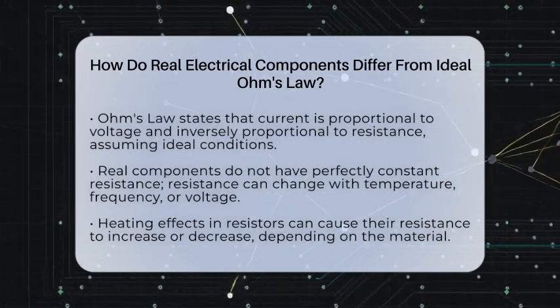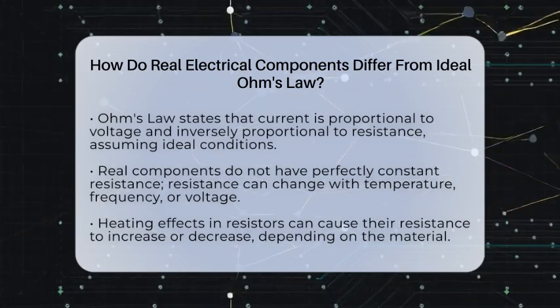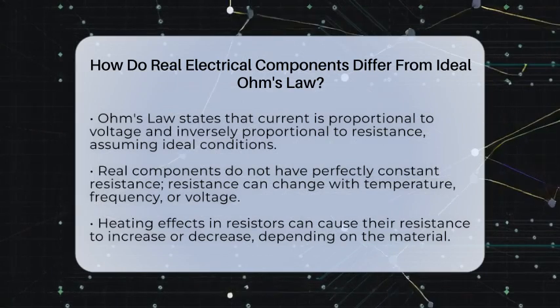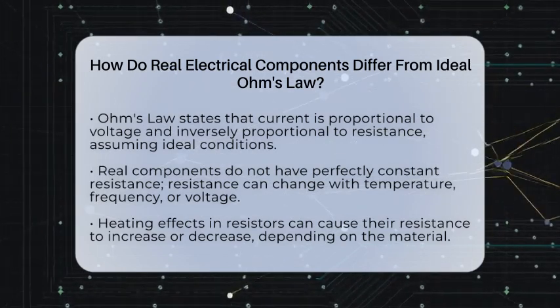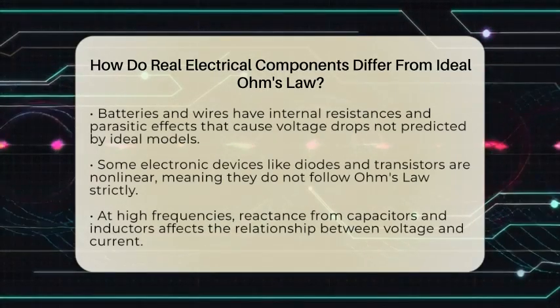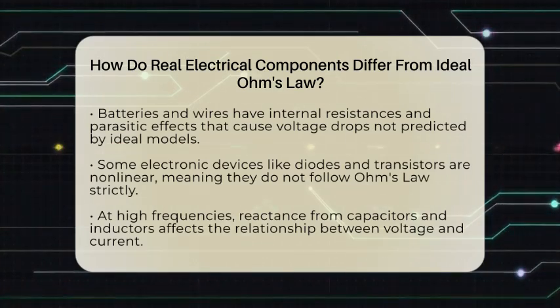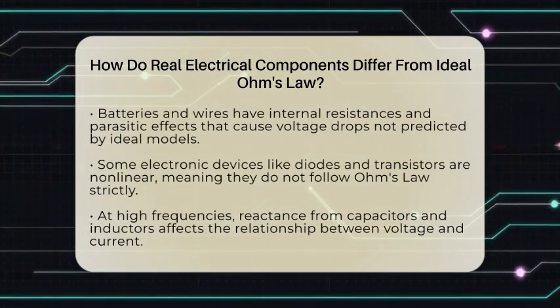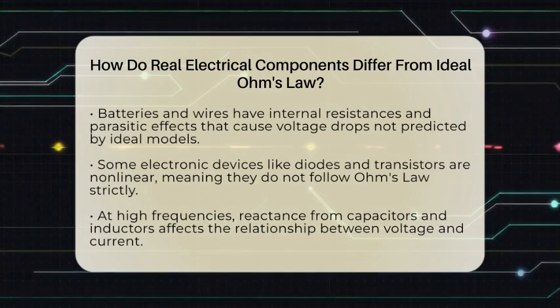First, resistors and conductors don't have perfectly constant resistance. Their resistance can change with temperature, frequency, or even the voltage itself. For example, when current flows through a resistor, it heats up. This heat can cause the resistance to go up or down depending on the material. Metals tend to have resistance that increases with temperature, while some materials like carbon can behave differently. So, resistance isn't always a fixed value as Ohm's law suggests.